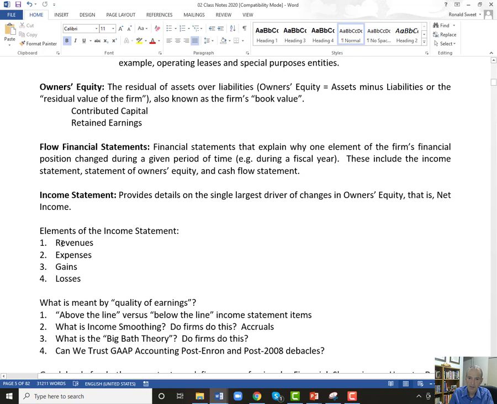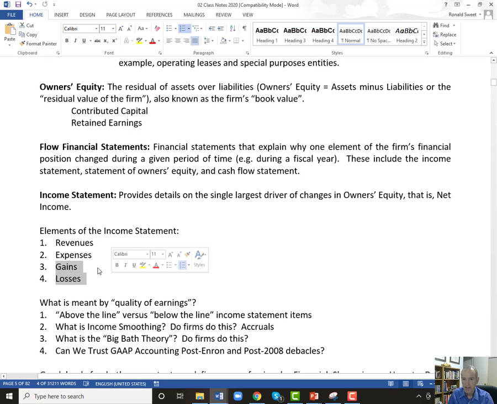Start with the income statement. Real quickly, 4 pieces: revenues, expenses, gains, and losses. Revenue and expenses, we refer to that as above the line. We refer to those as normal operations, what the firm normally does. And the below the lines are these unusual things.